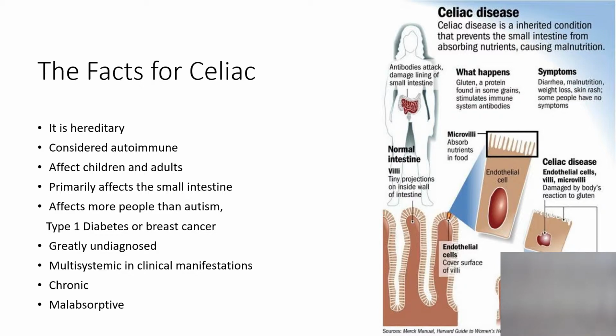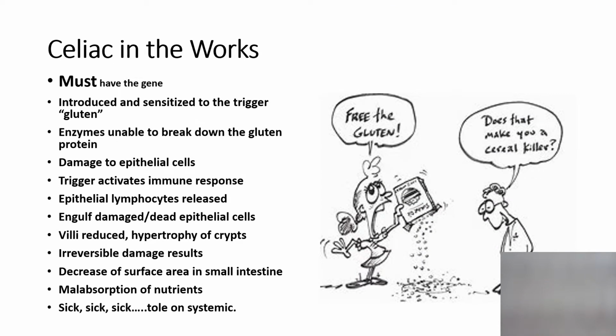It affects the small intestine, but it can cause damage to any part of the gastrointestinal tract. It's multisystemic because of the different symptoms that are caused from the malabsorption in the small intestine of different nutrients, vitamins, minerals that your body needs. It is chronic. It happens over a period of time, depending on how much is ingested. Depends on how much damage is done to the small intestine and other symptoms that will present.